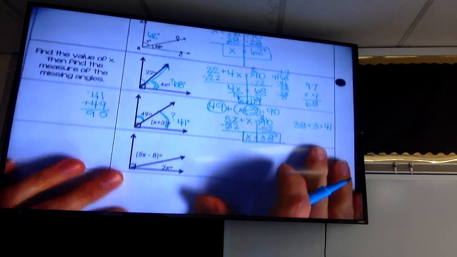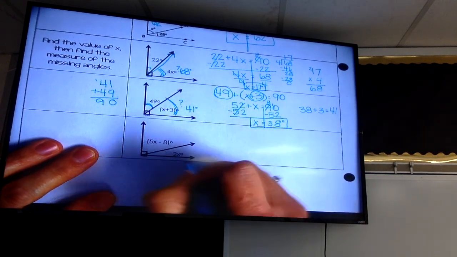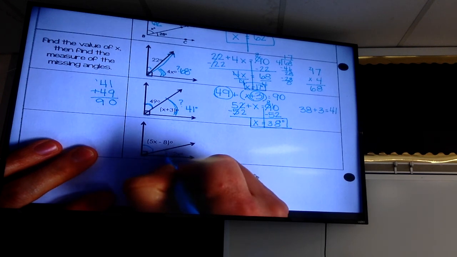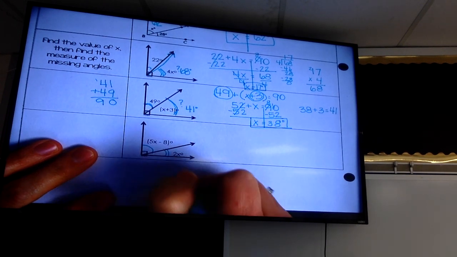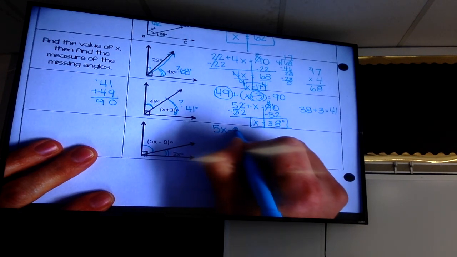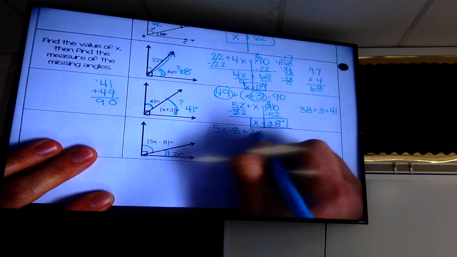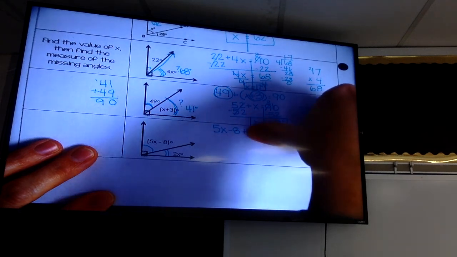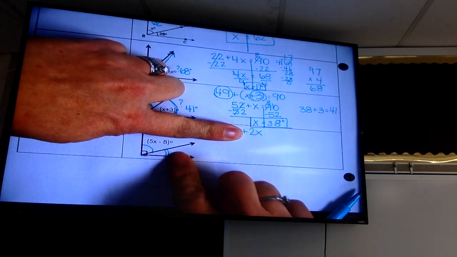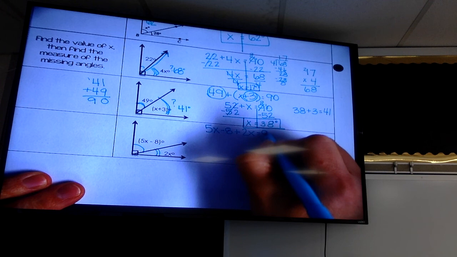Okay, let's try one more through the video, and then we'll work on some together on your packets that I gave you. Okay, so again, here's a 90 degree angle. There's 2 angles that make up that 90 degree angle. There's one angle that it told us is 5x minus 8. Plus, there's this angle, which says it's 2x. So again, here's the first angle, 5x minus 8. Here's the second angle, 2x. And I know together they form a 90 degree angle.